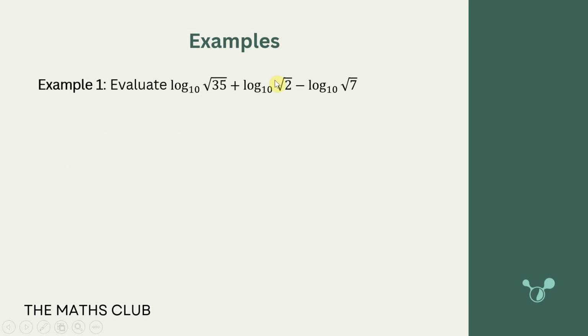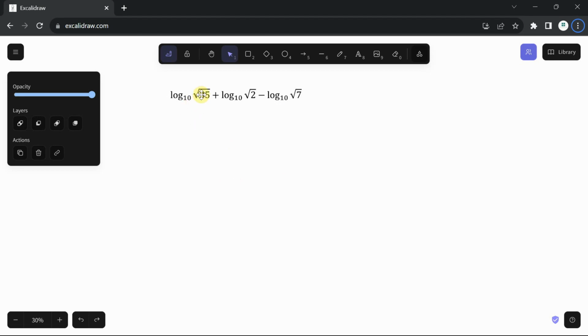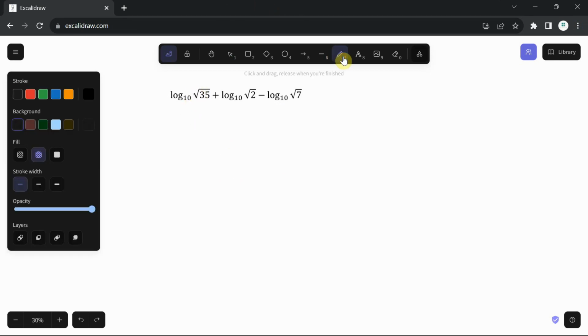So this question is saying, evaluate log square root of 35 base 10 plus log square root of 2 base 10 minus log square root of 7 base 10. First things first, we know that we can express square root as raised to the power of 1 over 2, based on all we know on indices. So they're saying log base 10 of 35 raised to the power of 1 over 2 plus log base 10 of 2 raised to the power of 1 over 2 minus log base 10 of 7 raised to the power of 1 over 2.